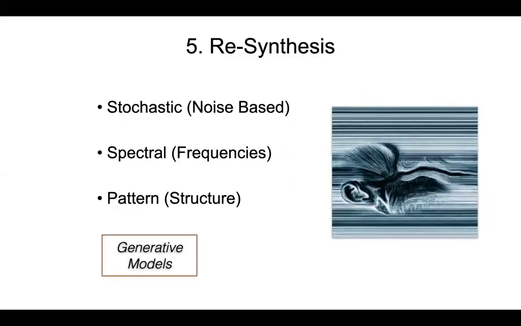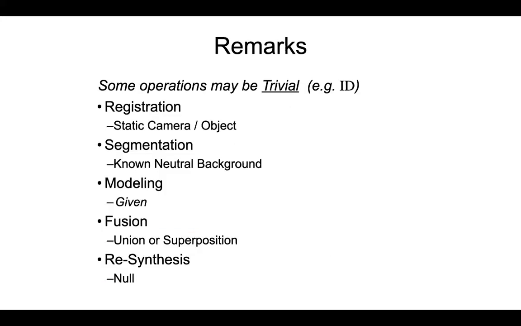And then you have resynthesis, because once you have some underlying mathematical model, you can actually do a generative process, right? Because this model can be a stochastic, noise-based model, or spectral, where we are manipulating the frequencies, or a pattern, where you are manipulating the structure. But basically, with all these models, using deep learning and machine learning, we can estimate a generative model that is going to create things based on features that come from the image collection.